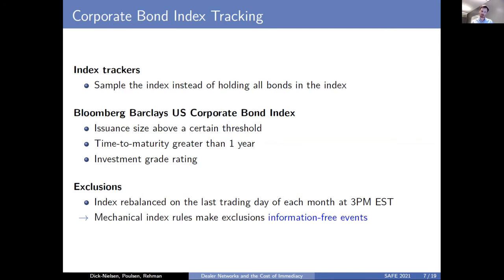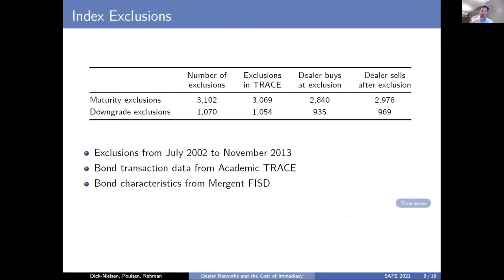And importantly, these rules for exclusions are known to all market participants, and they're entirely mechanical. So this makes index exclusions information-free events. The data we use is transaction-based data from Academic TRACE. And this data set contains anonymized dealer identifiers. This is what allows us to map out the network structure and also to track dealer inventories through time.